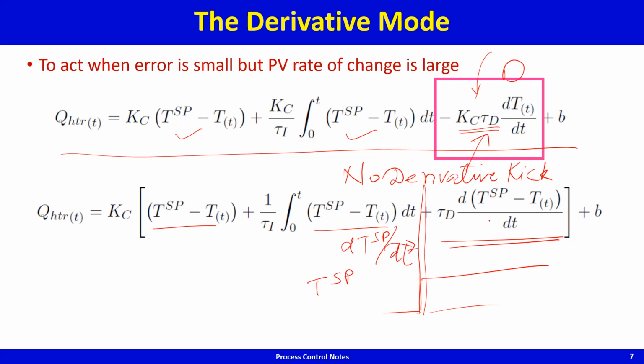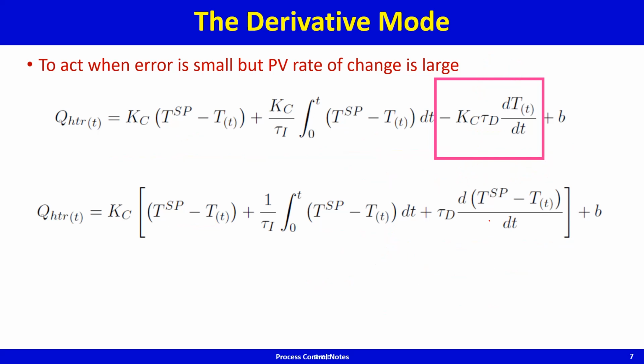But usually when you talk about PID, you say, okay, proportional to deviation away from set point, integral of deviation away from set point, derivative of deviation away from set point. Okay, so that's why you have this form which has derivative kick.